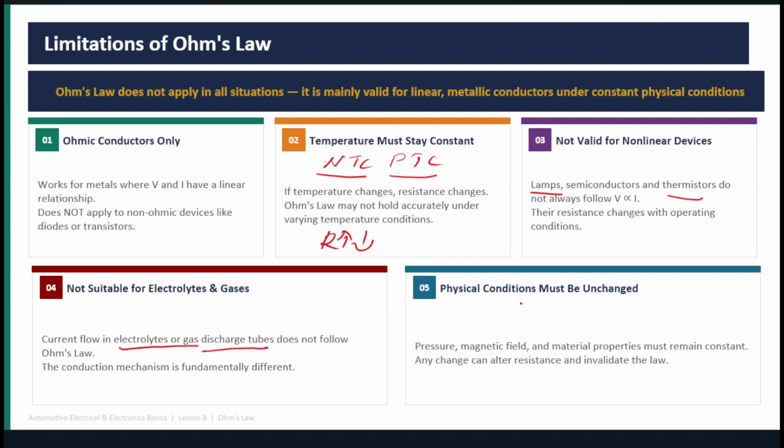Some physical conditions also, once there is a variation, then it will not apply. We already learned about piezoelectric. Piezoelectric means when you exert pressure, electricity is produced. We have learned about magnetic field. So electricity and magnetism basics we have learned, and in these places also Ohm's law is not applicable.